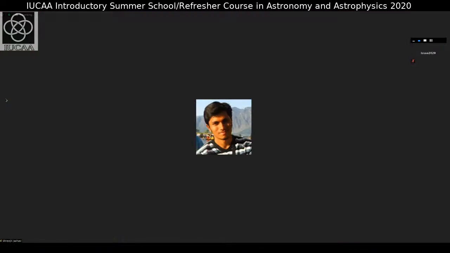Okay. Then the next question is by Pooja. She's asking, can we distinguish the barred and unbarred galaxies in some other way? Like apart from bars, is there any other way we can also distinguish?